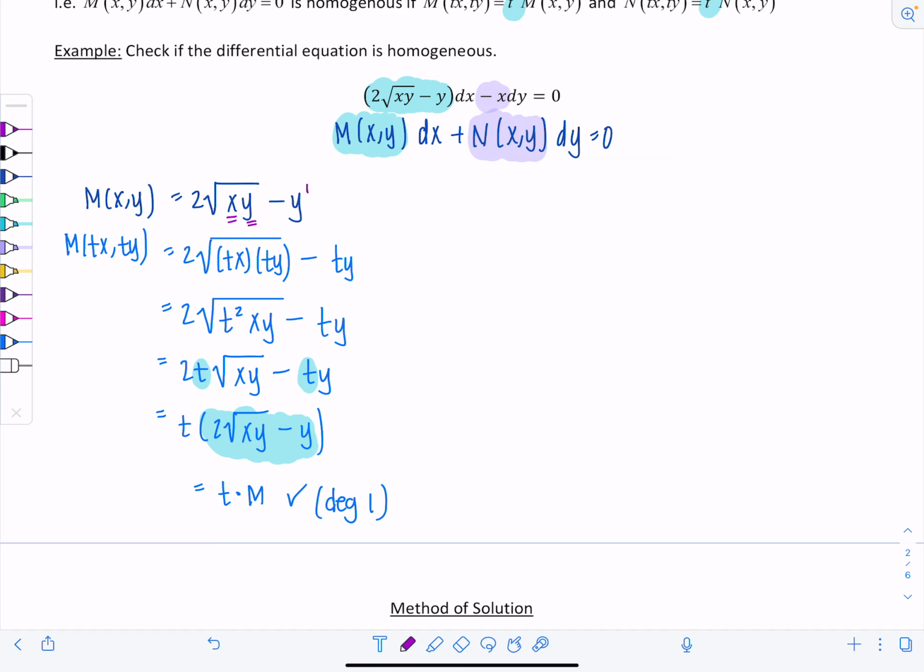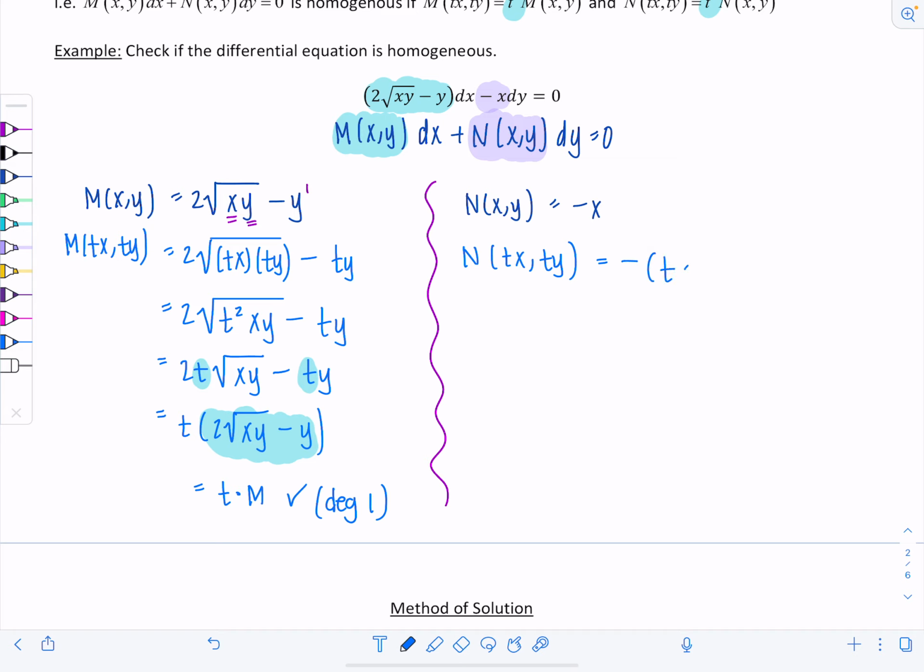Okay, very good. Now let's test n. So n of xy is equal to negative x. Maybe you can tell already. Boom, it's degree 1, right? Done. Let's use the definition. Let's get that extra practice in. N of tx ty. There's no y's in there. No problem. So you just have negative tx, which is t times negative x, which is t times my original function, n of xy. So it's degree 1, just like m of xy.